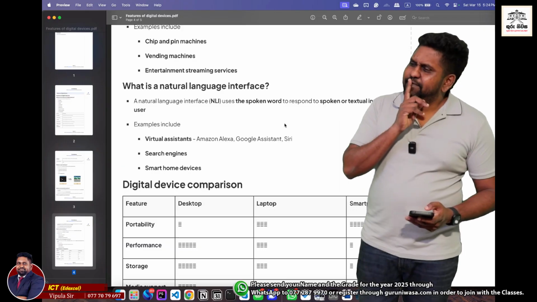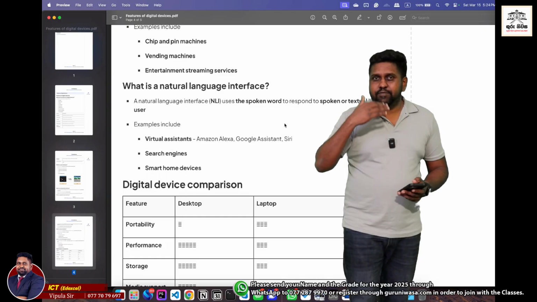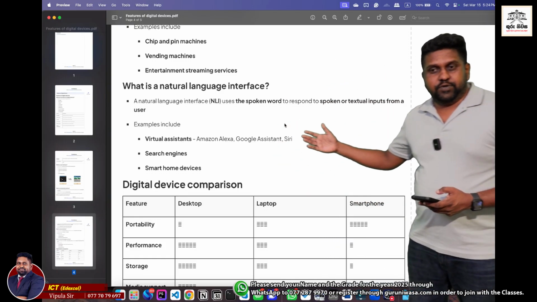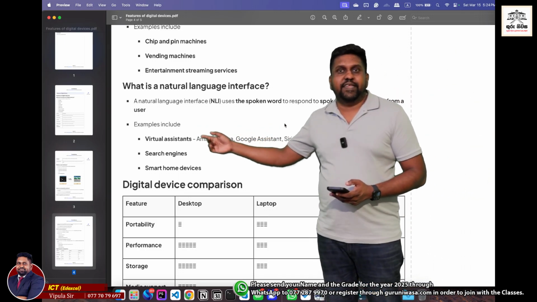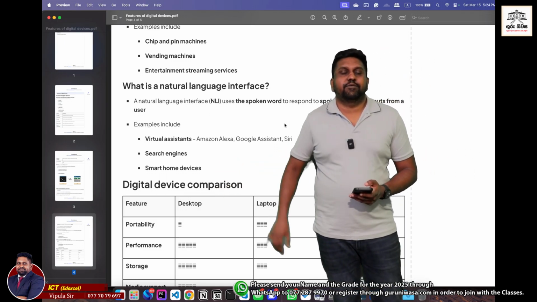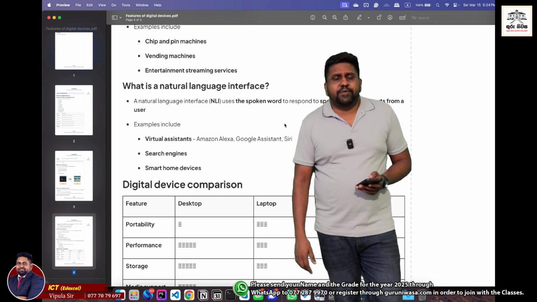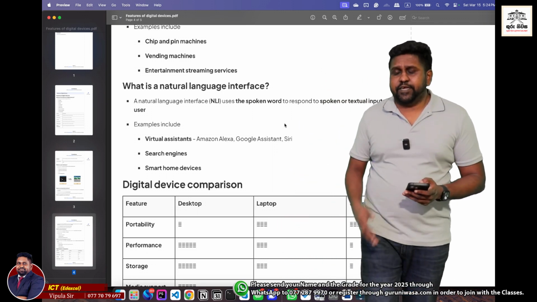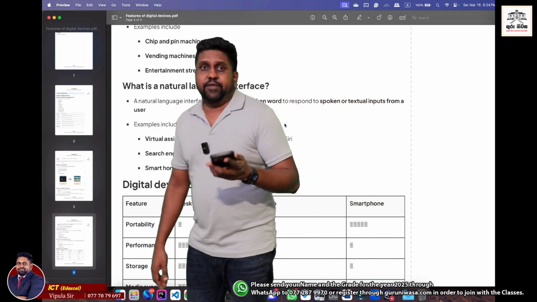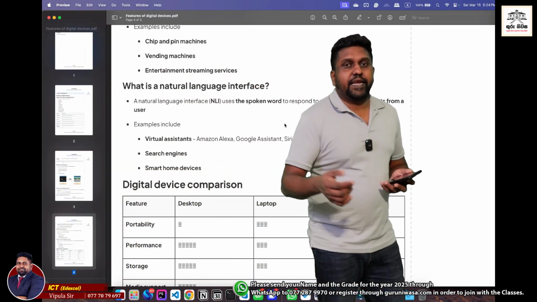I'm not sure of the exact keyword for Alexa. I think "Hey Alexa" or "Hello Alexa." So they basically listen to your natural voice and give you the output. Examples would be virtual assistants, or you can use the word voice assistants. And search engines plus smart home devices. Nowadays about 90% of smartphone devices support some sort of voice assistant. So as long as you can sync it to your phone or your Google device, you can synchronize and give voice commands.